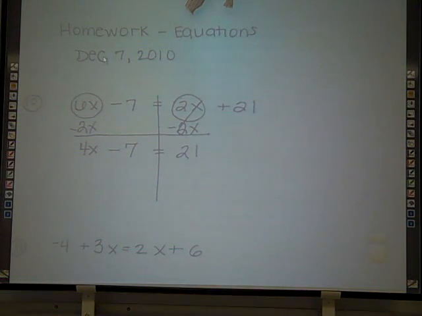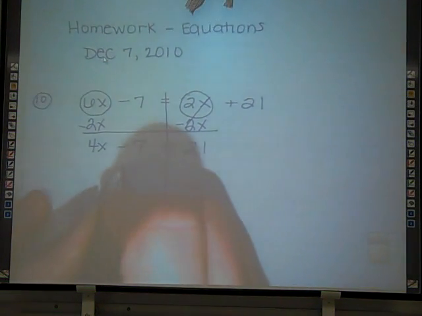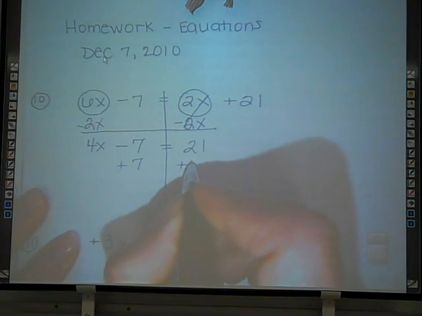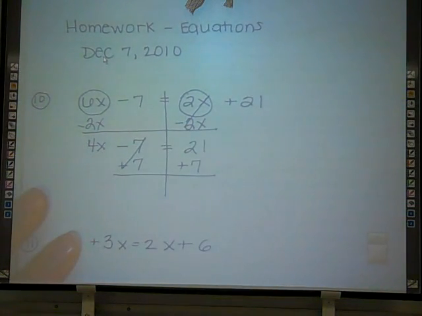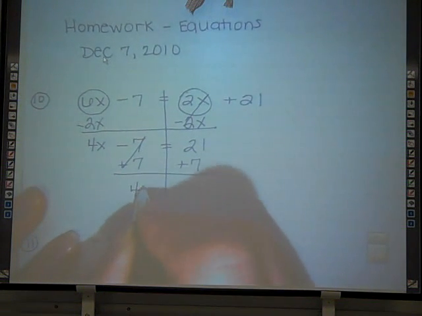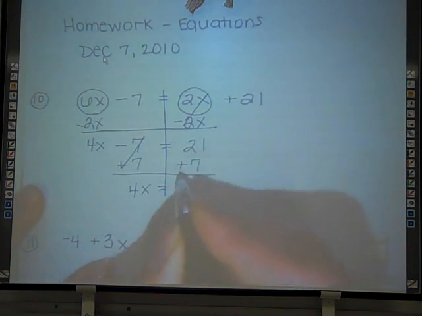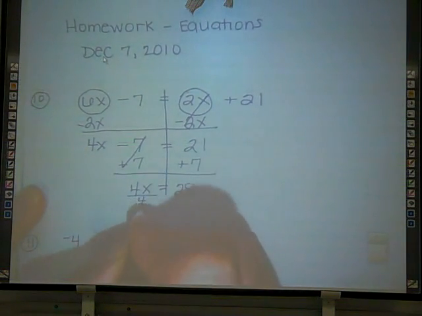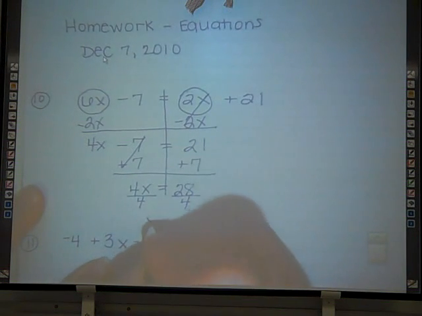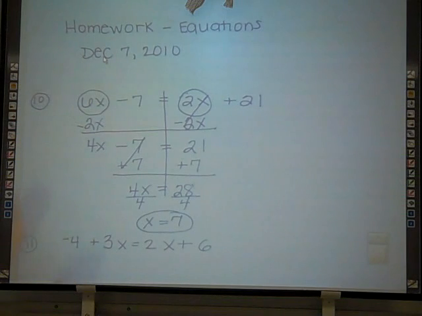Alright, now it's a two-step equation. Let's take the 7 to the other side by adding. 7's are gone. We have 4x equals 21 plus 7 is 28. Last thing, divide both sides by 4. So my x is going to be equal to 7.